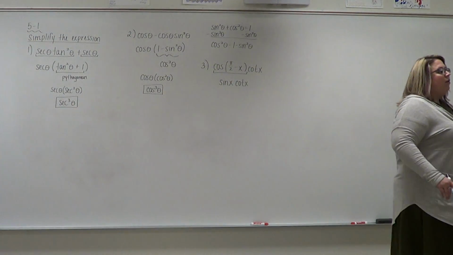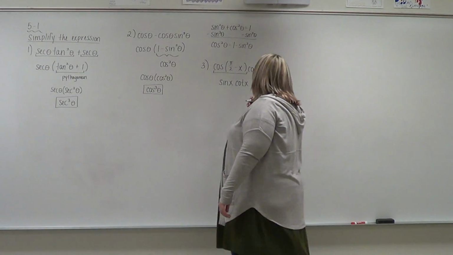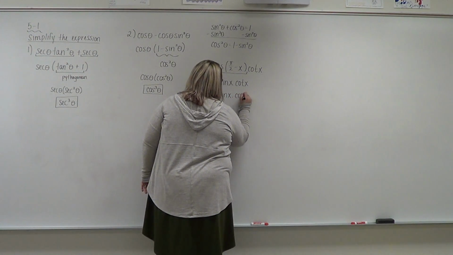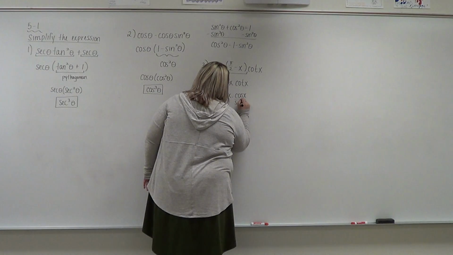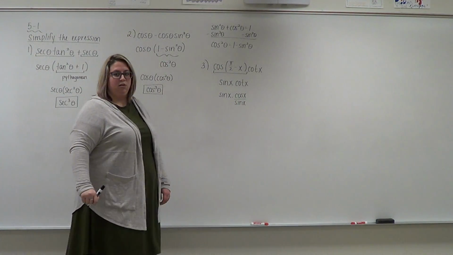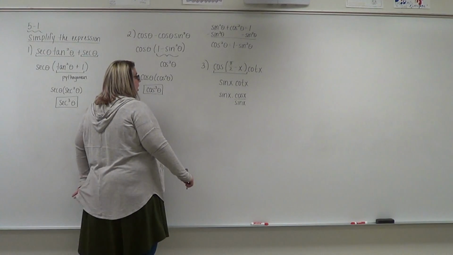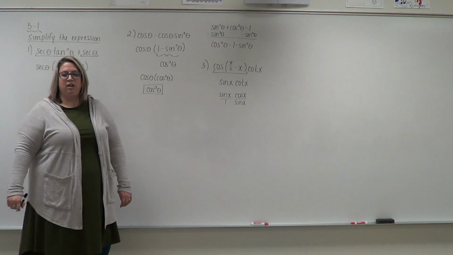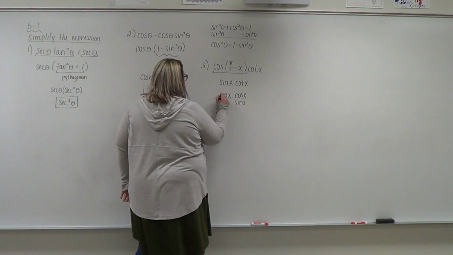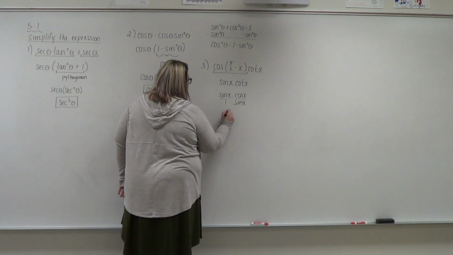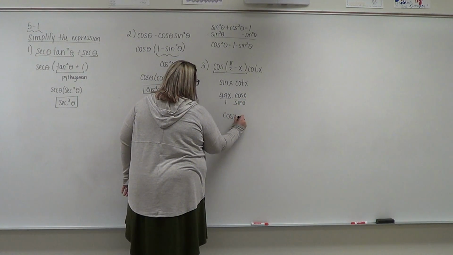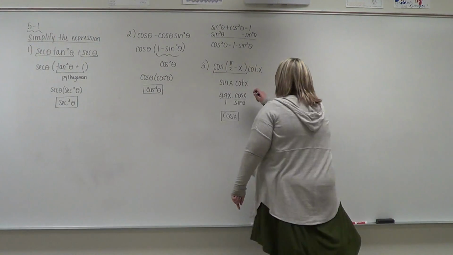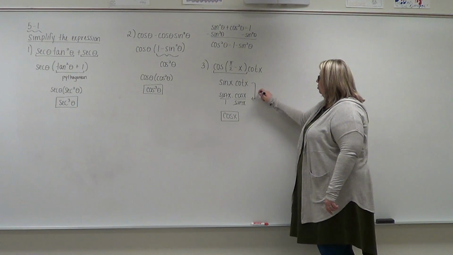Under quotient identities, cotangent equals cosine over sine. Does everybody see that? Under cotangent, that's cosine over sine. Why would we do that? If this is over 1, what now happens to your sines? They cancel. So then I have cosine over 1, which is just cosine. So if we go from here to here, look at your quotient identities.